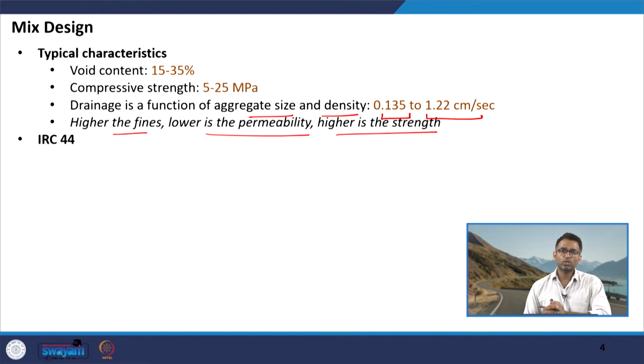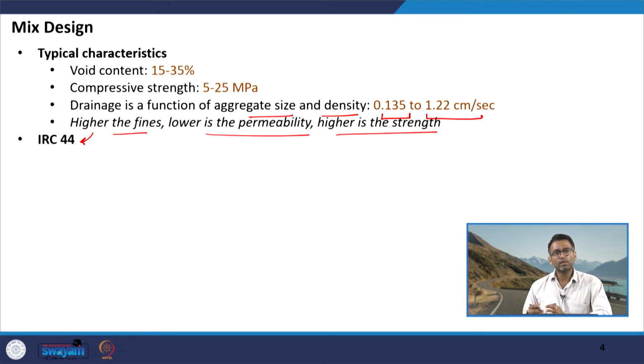The specification which we will be discussing today is again IRC 44. Previously we have also discussed the mix design of PQC corresponding to this specification IRC 44. IRC 44 also has a special section on the mix design of pervious concrete. However, there are a few limitations in the present guideline, which we will try to very quickly go through.